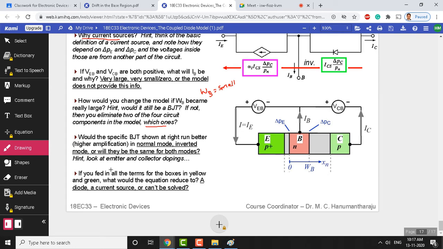And if you feed all terms in the boxes in the yellow and green, what would the equation reduce to: a diode, a current source, or it cannot be solved? Just think of this.